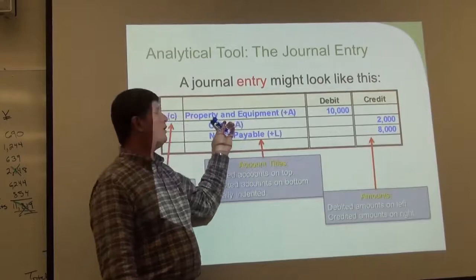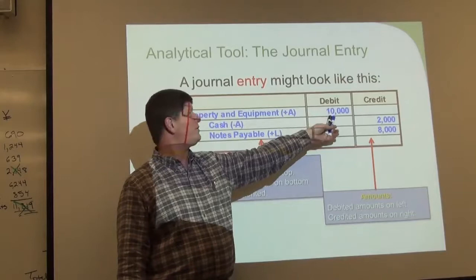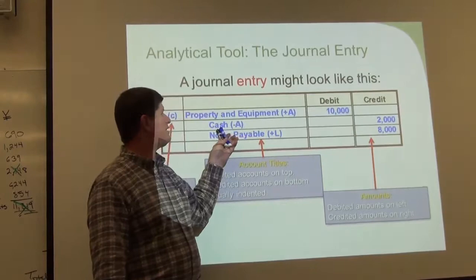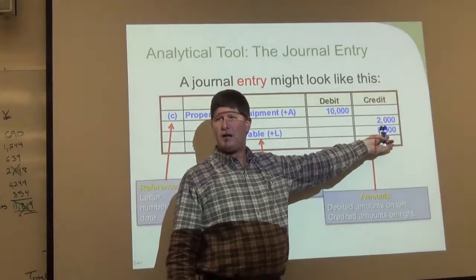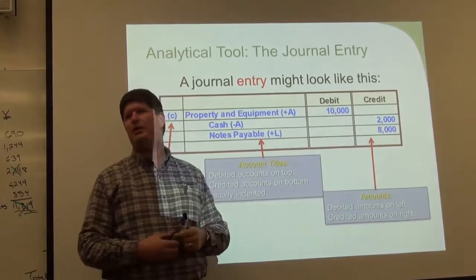I have equipment, which is an asset. Assets increase on which side? Debit. So we record the increase, the purchase, as a debit. Cash is an asset. I gave up cash, so cash is going down. Cash decreases as a credit. Good? Note payable is a liability. Liabilities increase on which side?